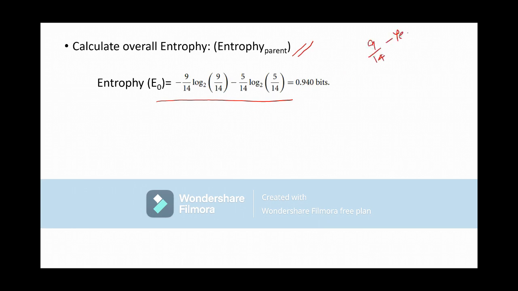So 9 by 14 is the probability of getting yes and 5 by 14 is the probability of getting no. Substituting the values in the entropy formula, we get the value 0.94. Bits is the unit used for measuring entropy.